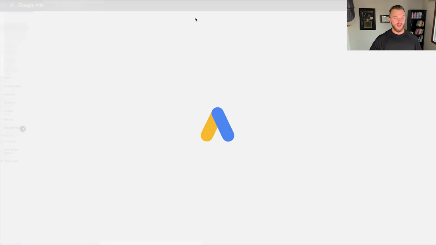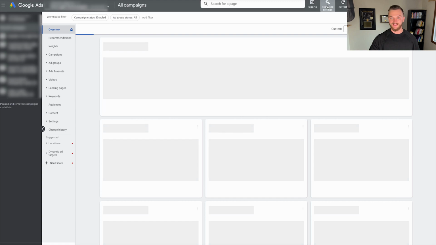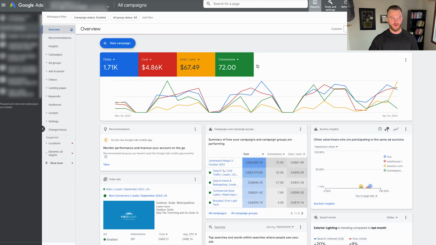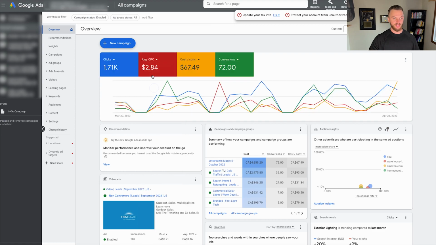Another example here, another one of our clients in a little bit of a different niche, but a call funnel nonetheless. So we're running ads to somewhere where they book a call. In this particular case, let's go average cost per click here, about 2.84. Again, a little bit of a different niche, but still a local business, more on the B2B side. And 1.7K clicks, about a $67 cost per call, and about 72 calls.